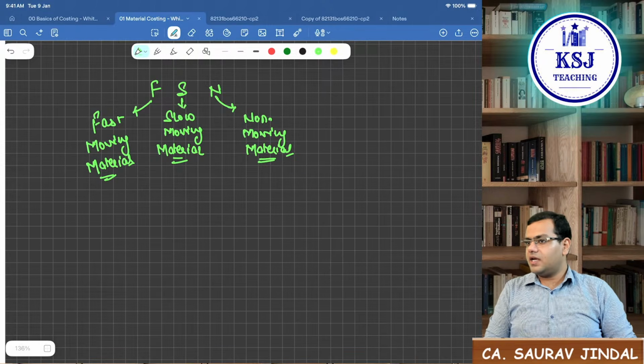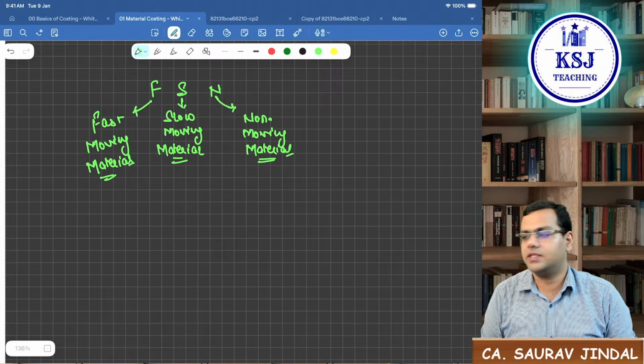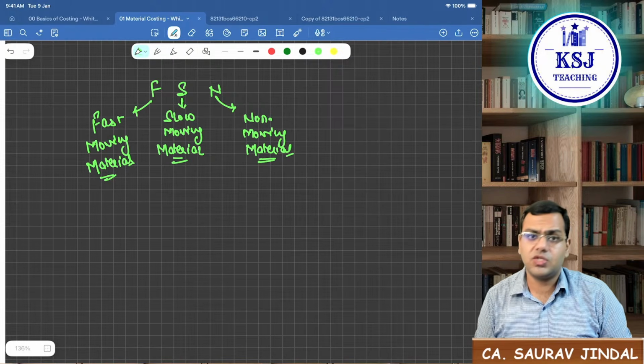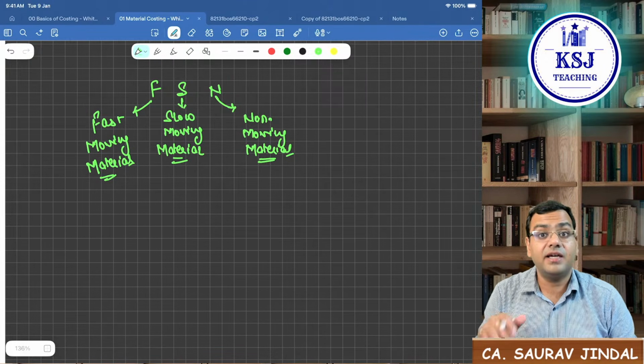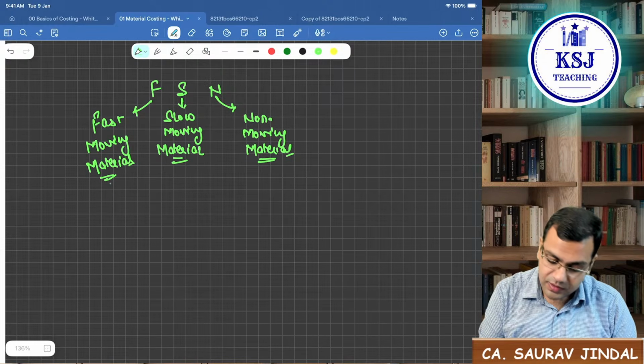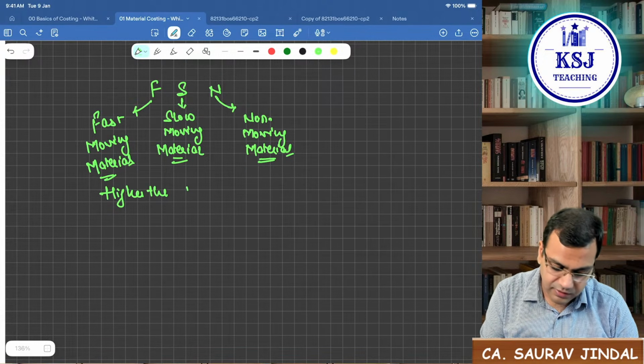Right? So FSN analysis is also there. It's a small theory concept, FSN analysis, based on the inventory turnover ratio. And what we say is, higher the ITR, or inventory turnover ratio, better it is.